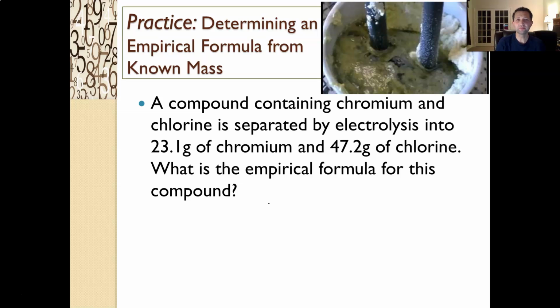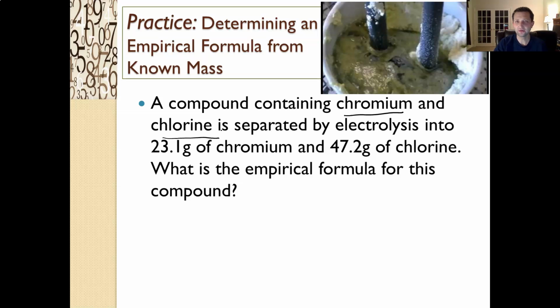So how do we determine an empirical formula from masses? We're going to do a couple lab simulations or even some real labs where we actually do stuff like this and figure out empirical formulas from some data. So, a compound containing chromium and chlorine. Okay, so it tells us what our elements are. It's separated by electrolysis, which is a chemical means of separation, right? It's a flashback to the beginning of the course. Electrolysis separates compounds, a chemical method of separation. It separates it into 23.1 grams of chromium and 47.2 grams of chlorine. What's the empirical formula for the compound?